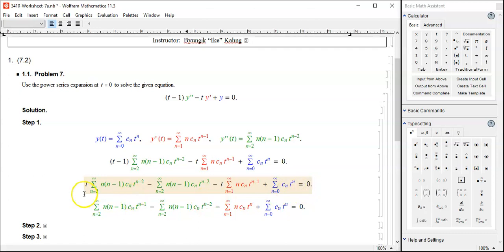Final manipulation. Let's remove this t. Multiply this t to each term. What do we get? We have the n minus first power. Let's do the same thing here. Multiply this t to each of these, and we get the nth power. So that is the conclusion from step 1.